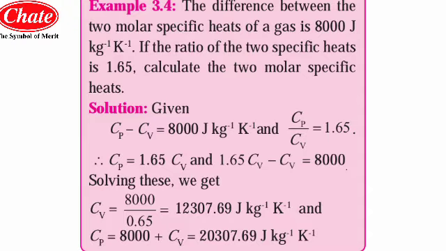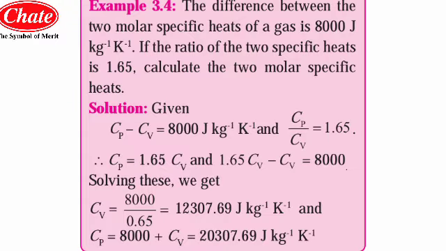so the entire equation may be written as 1.65 Cv minus Cv is equal to 8000. Again by rearranging we can write Cv is equal to 8000 upon 0.65, which is 12307.69 joule kg^-1 K^-1. Students, as far as the calculation is concerned, you can take Cv as a common term. So in the bracket there will be 1.65 minus 1, and the only remaining term will be 0.65. So 8000 upon 0.65 is equal to Cv.